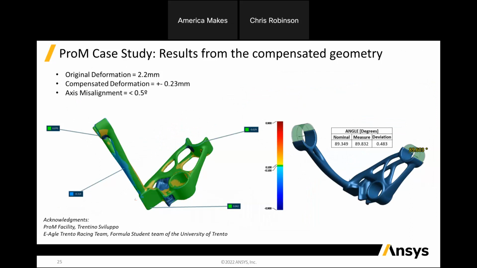In fact, that was too much to meet their tolerance ranges. However, with the compensated deformation, that was driven down to just plus or minus 0.23 millimeters. And the maximum axis misalignment, which is extremely critical in this particular application, was less than 0.5 degree. So a very successful example of distortion compensation.